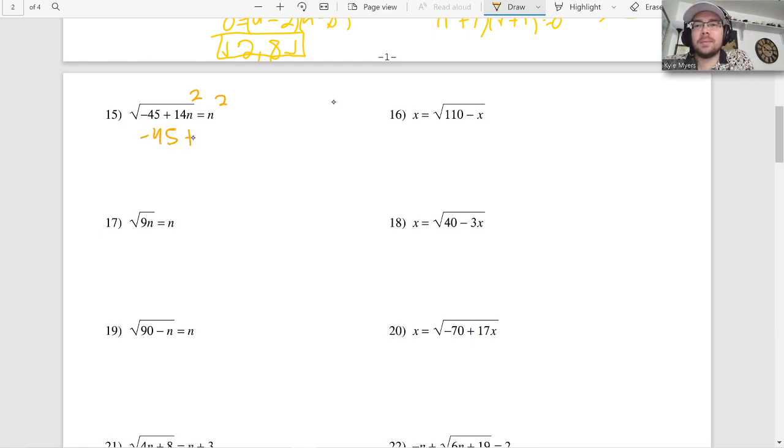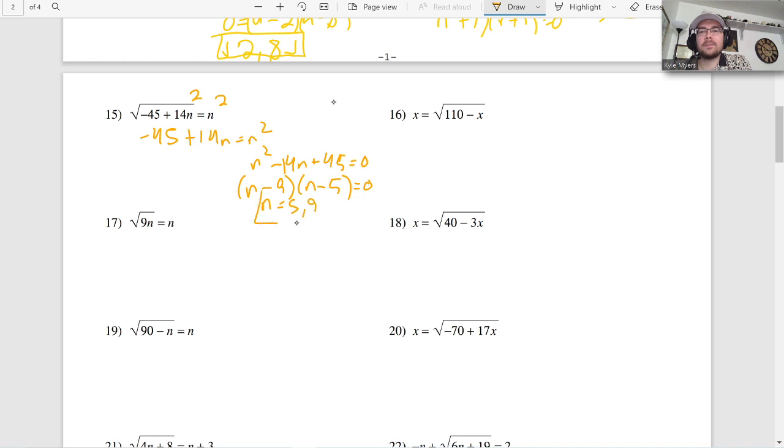Negative 45 plus 14n equals n squared. N squared minus 14n plus 45 equals 0. Let's see, we need to add 2 things. 9 and 5. Okay, and then since they're both positive, it looks like they'll both work. 9 times 14, 5 times 14, and then you subtract the 45. Yeah, they look like they both work. N equals 5 and 9.